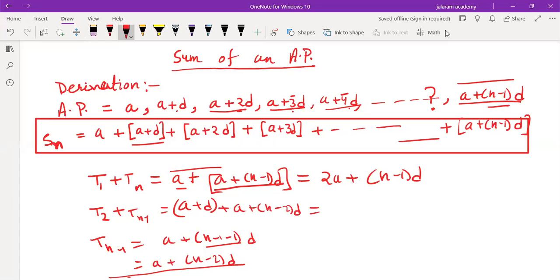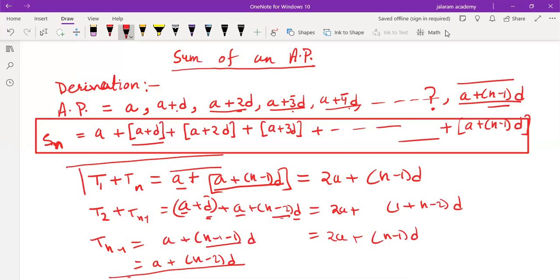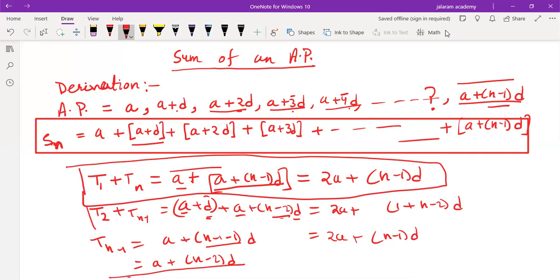Now if we add them, A plus A, 2A plus. Now if you take D common from these two, 1 from the first and n minus 2 from the next, 2A plus, this D we have written after the bracket. So 1 plus n minus 2 is n minus 1 into D. So again the result is the same. The sum of the first term and the last term equals the sum of the second term and the second last term. Is that clear to everyone?